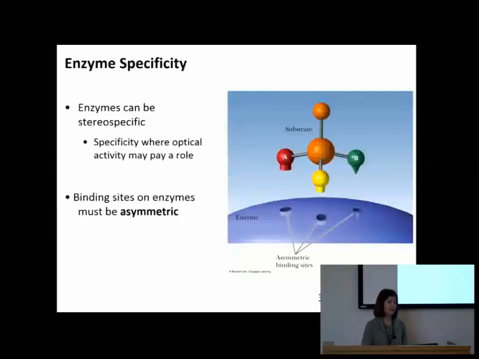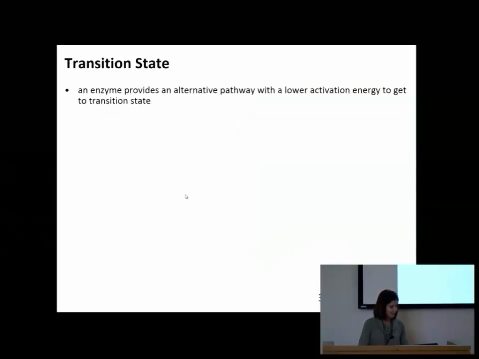All right. Now, we all know that enzymes provide an alternative pathway to lower the activation energy. That's the purpose of them. It's to get to the transition state more easily, and that lowers the activation energy. So we're getting to that transition state, but through a different pathway. So that's the function of an enzyme.